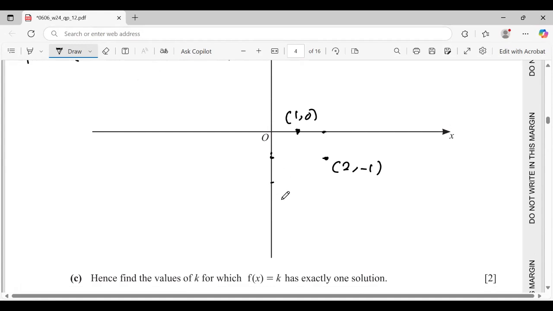1, 2, 3, 4, 5 here. So this is (0, minus 5), the intercept point. And after that, the intercept point on the x-axis, the x-intercept.